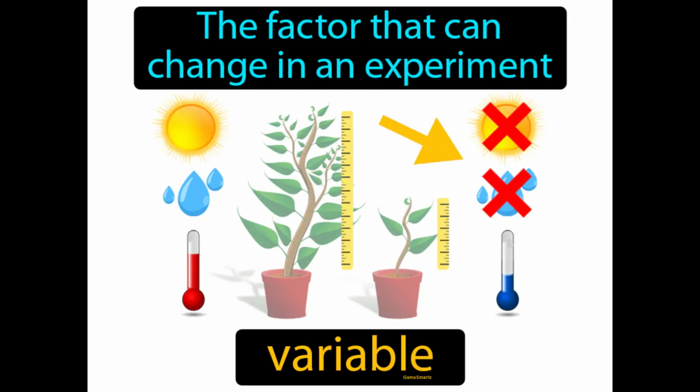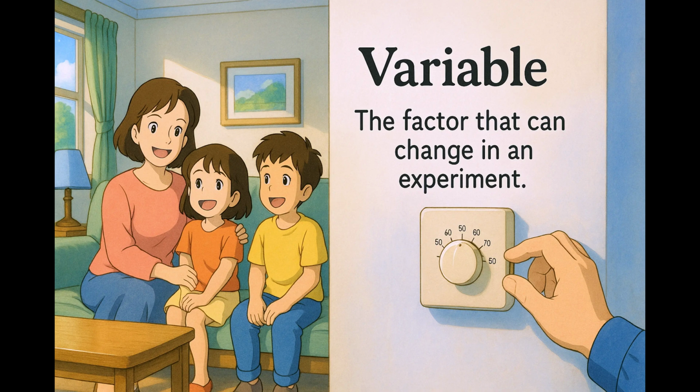The factor that can change in an experiment. Variable. In science, a variable is something that can be changed or controlled in an experiment to test its effects on the outcome. Imagine you're adjusting the thermostat in your home to find the perfect temperature for everyone. In science, the variable that can change in an experiment is similar to the thermostat setting that you adjust to see how it affects the comfort level.